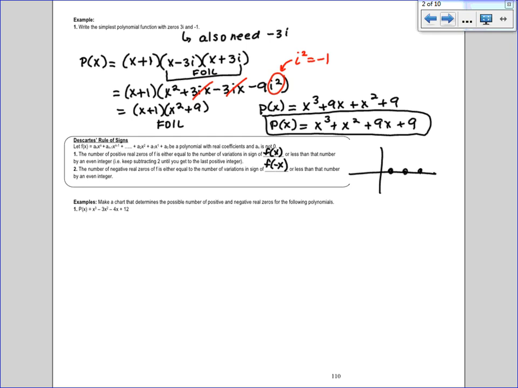So when I say positive real zeros, that means on your axis, that's the number of times it crosses on the positive side of your axis. So these would be positive real zeros. When I say negative real zeros, that's the number of times it crosses on the negative side.